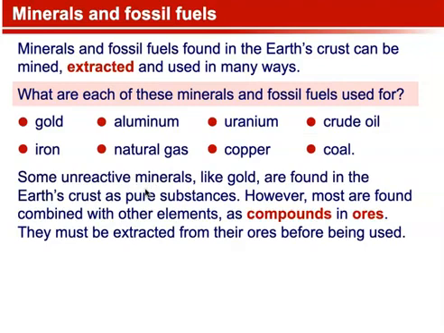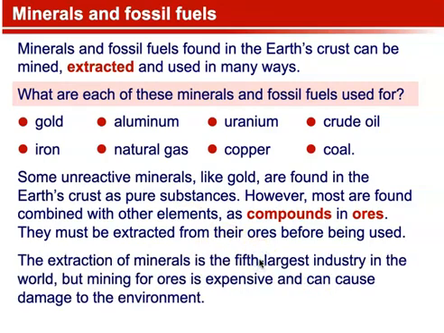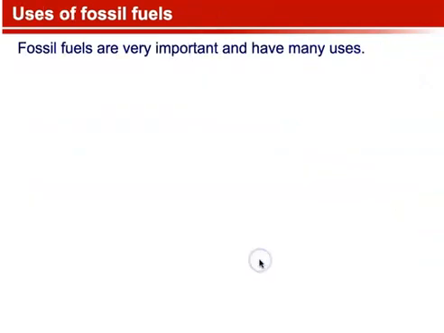Some unreactive minerals, like gold, are found in the Earth's crust as pure substances. However, most are found combined with other elements as compounds in ores. They must be extracted from their ores before being used. The extraction of minerals is the 5th largest industry in the world, but mining for ores is expensive and can cause damage to the environment.